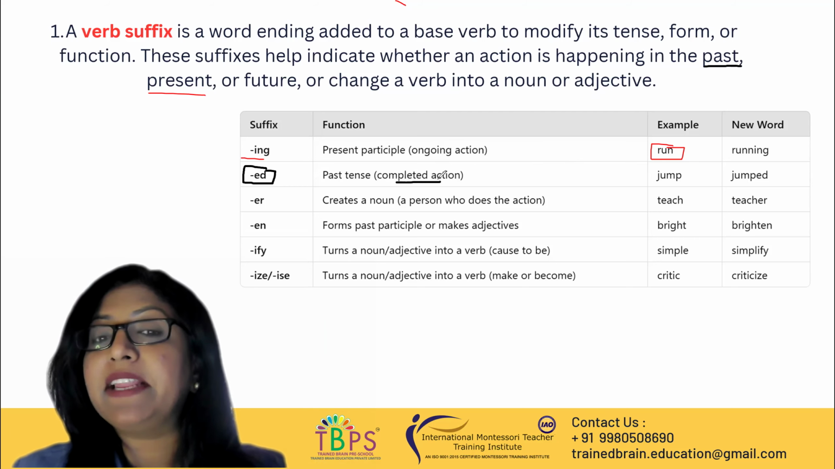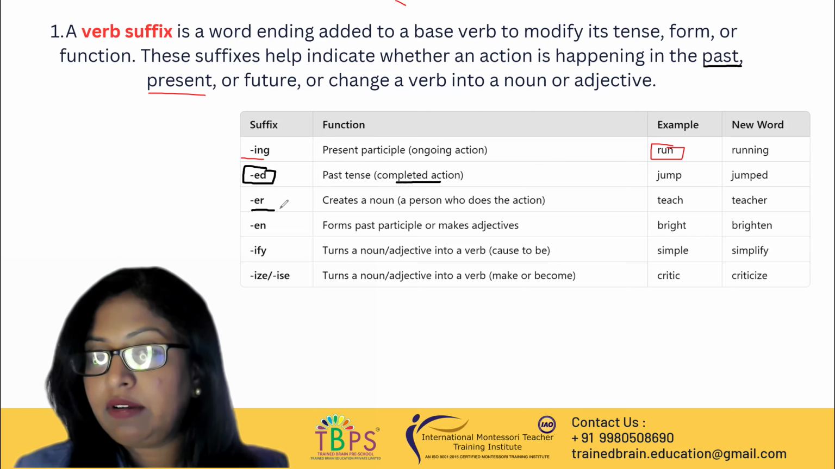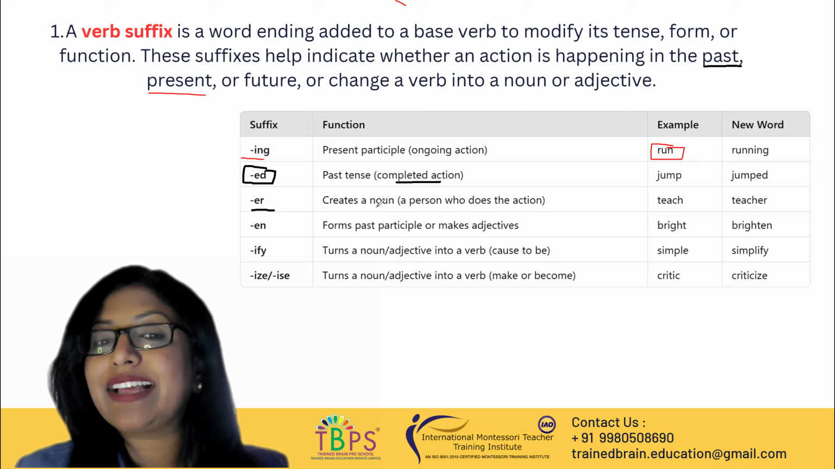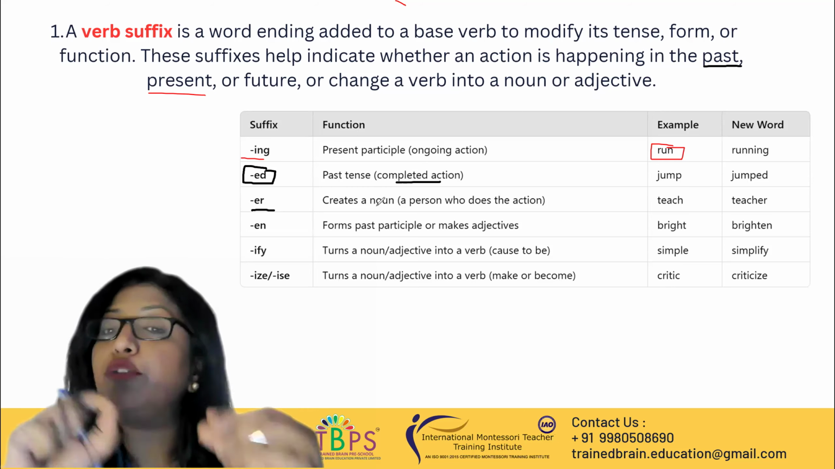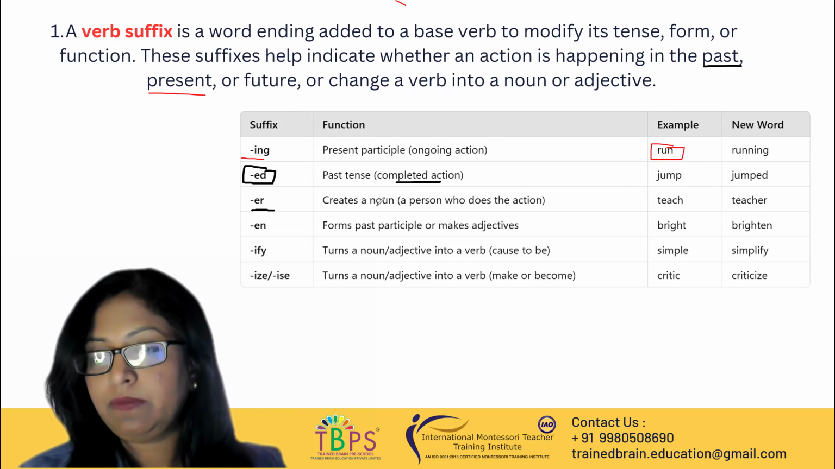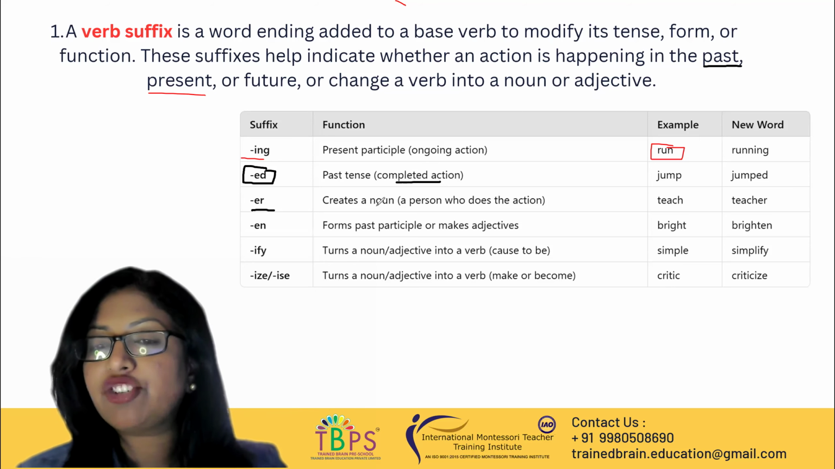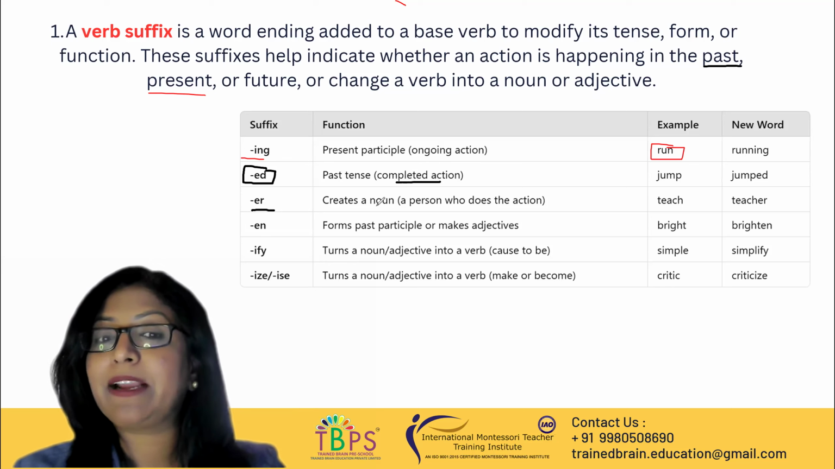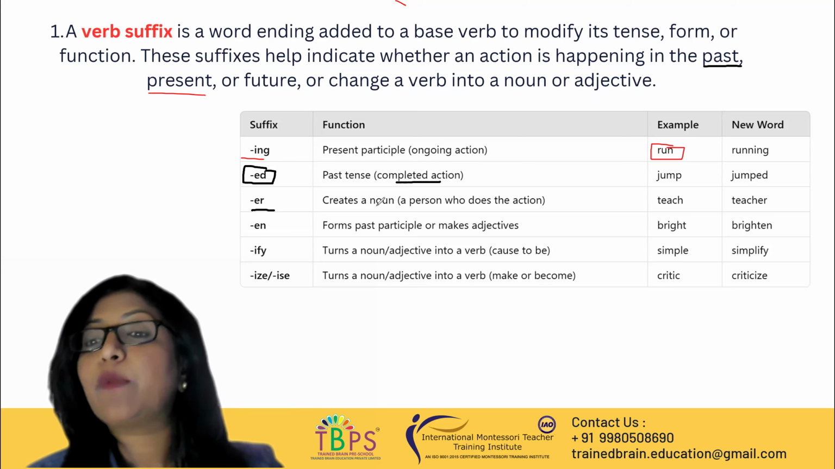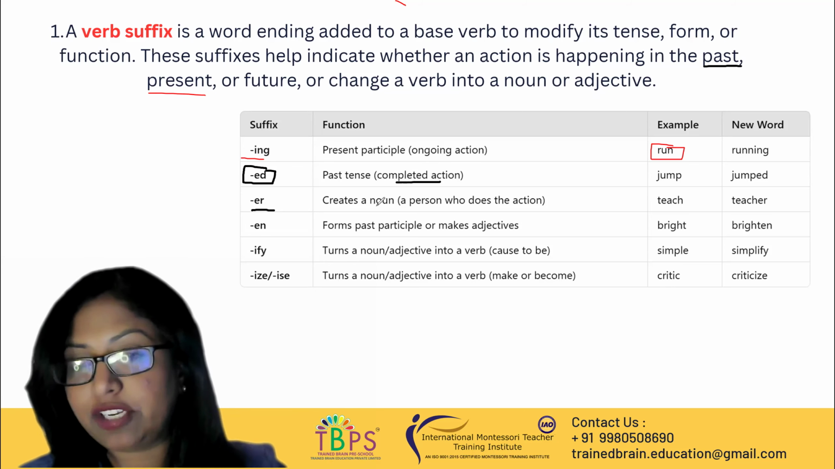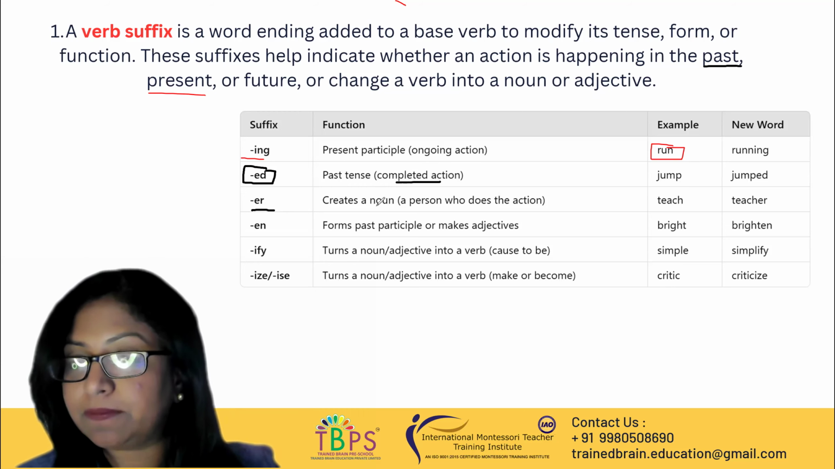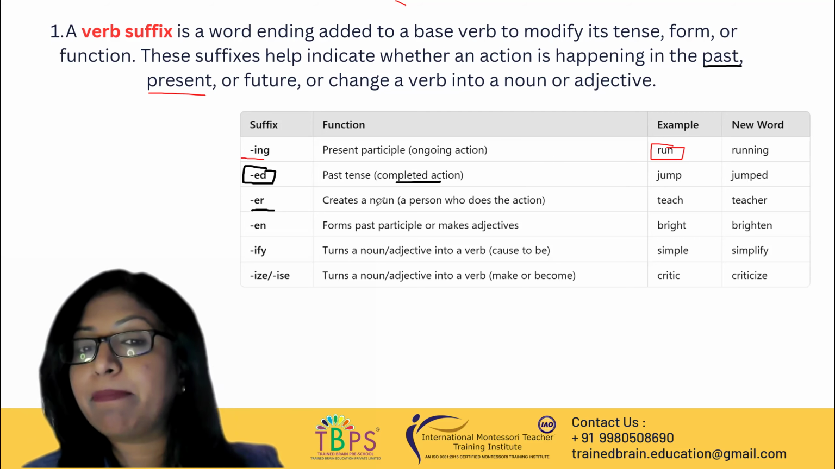So anything that completes my action. I can add an er. Now, when I add an er, it creates a noun, a person who is doing that action. For example, if I'm teaching, so teach, if I add an er, it becomes a noun form. Who is the one who is performing that particular action? Preach, preacher. Correct? So that would be one of my examples.